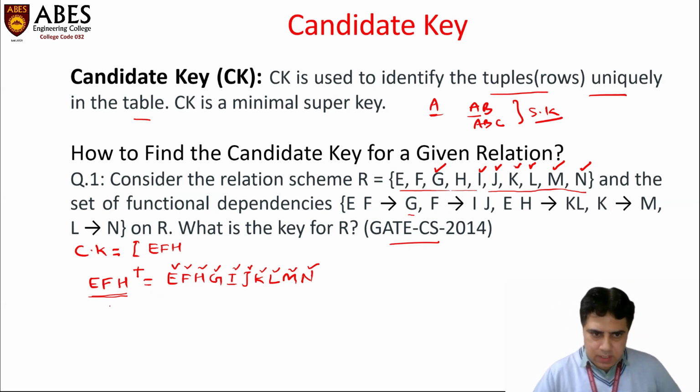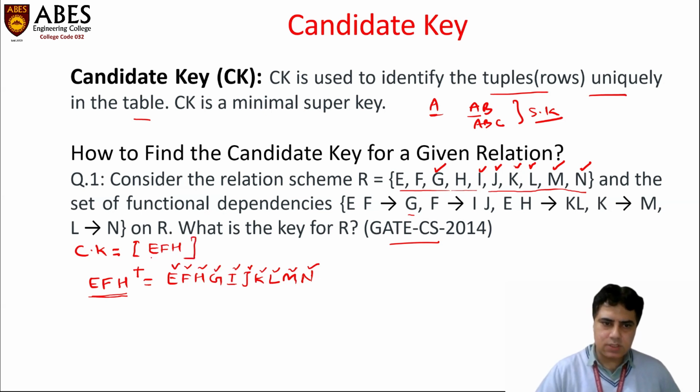Now, these are the missing attributes from the right hand side. So there is no possibility of another candidate key. So this is the only candidate key for this question.